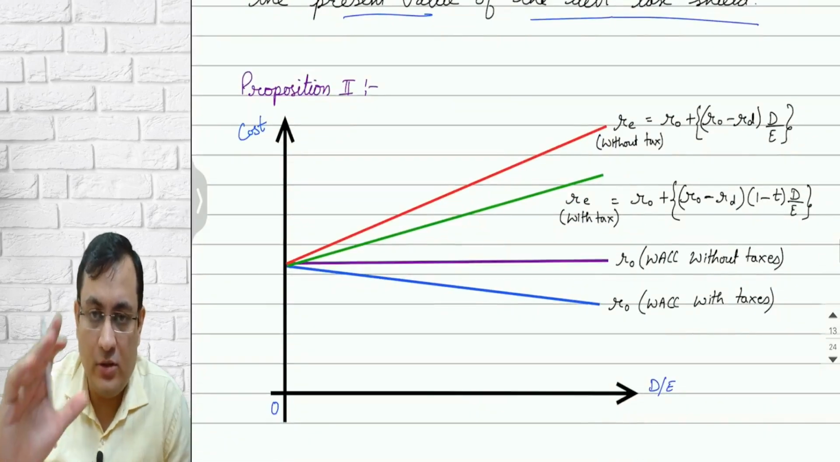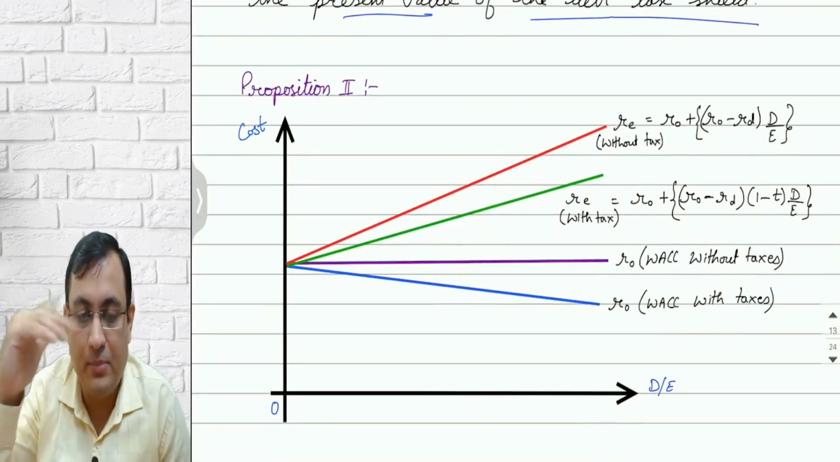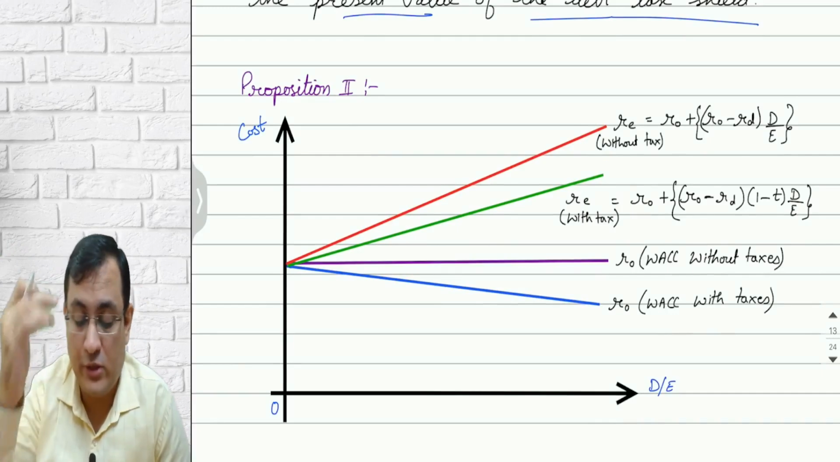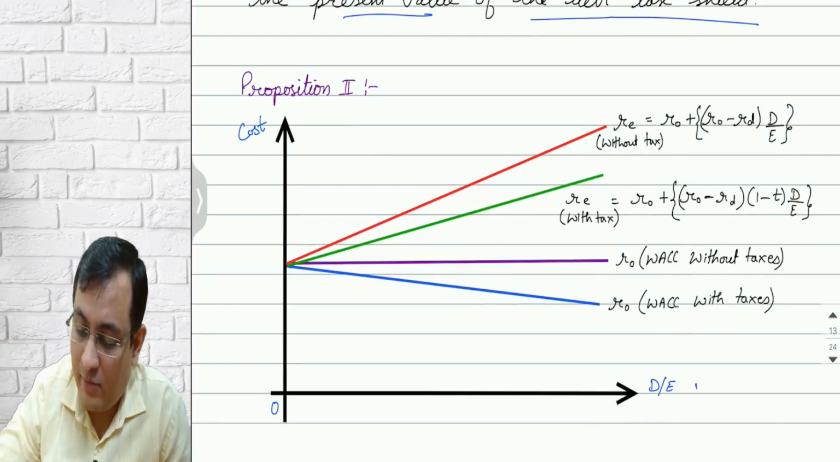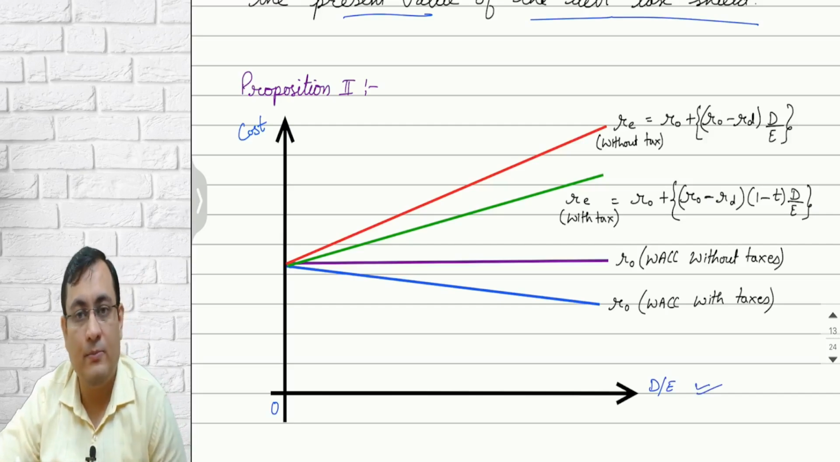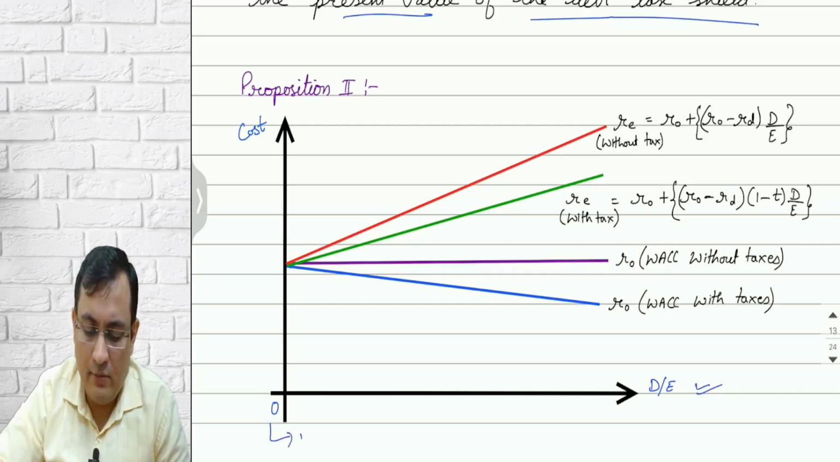Now proposition 2. First of all, the value of the firm we have arrived at. Now what does proposition 2 say? If I see this graph, let's see what it says. The debt equity ratio is on the x-axis. You denote your unlevered.